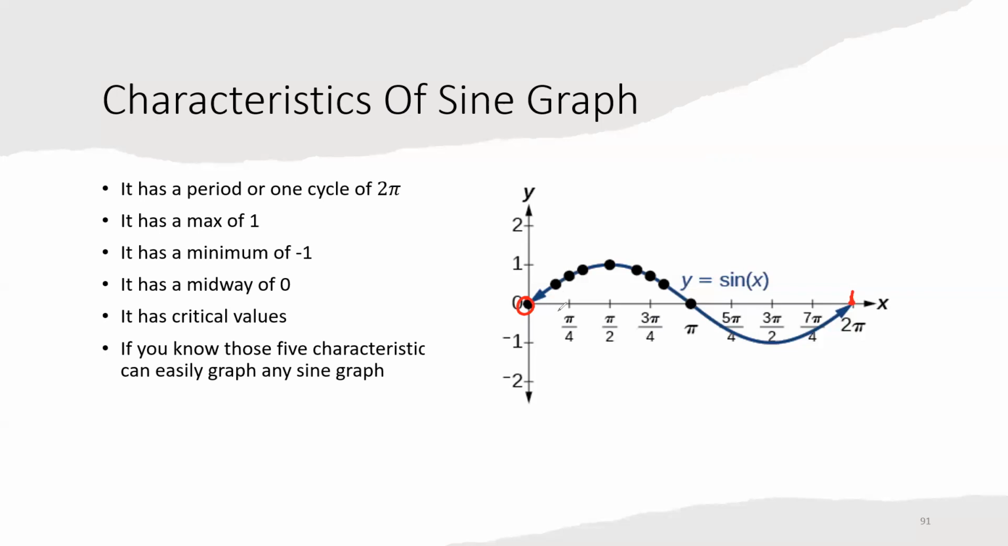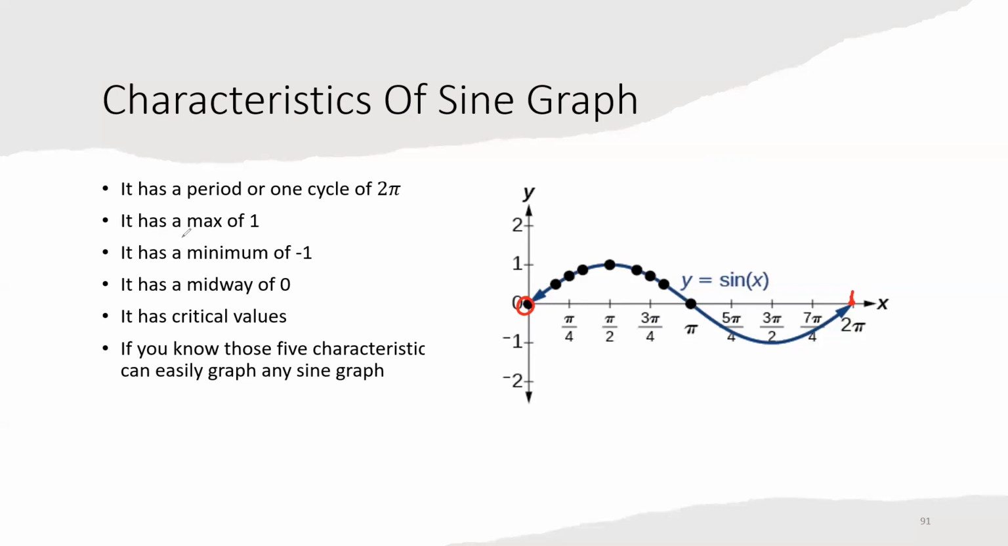Actually, should be 2 cycles. No, this is one cycle. So it started at 0, went to the max, midway, and then minimum, and then 0 again. So that's how you know you have a cycle. And I will explain how to get the period.